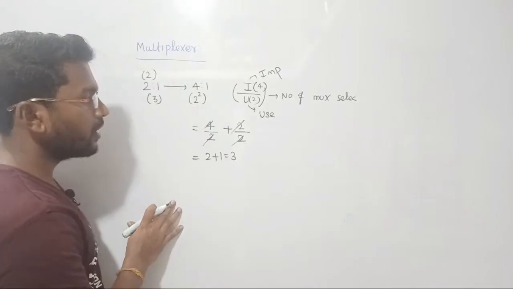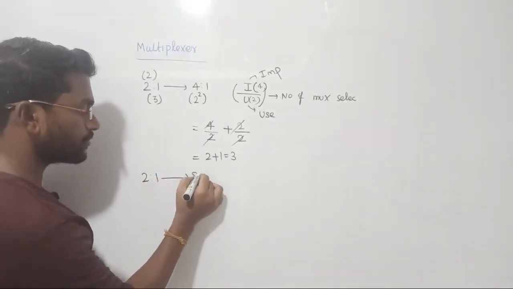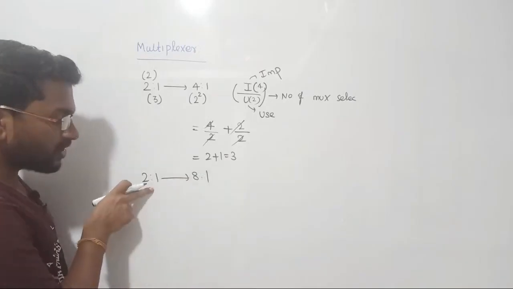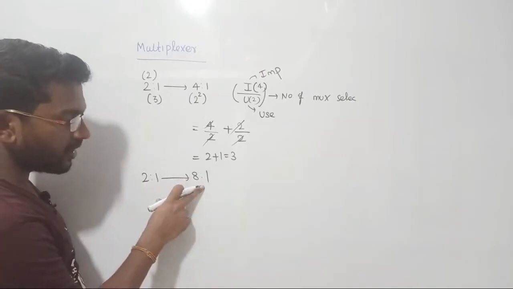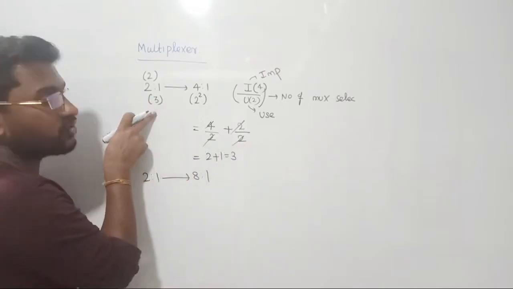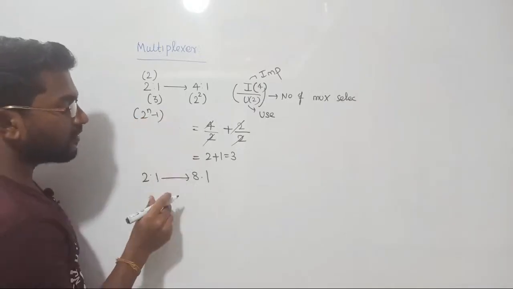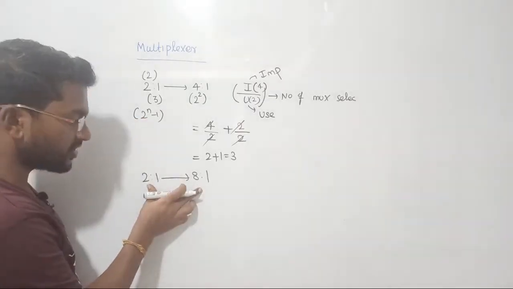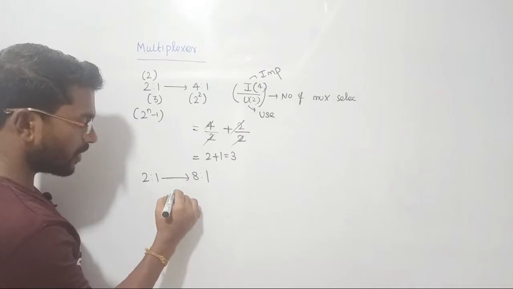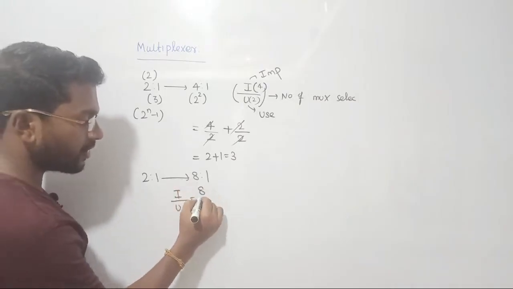cross 1 mux, right? For example, let us consider 2 cross 1 mux. The question is, how many 2 cross 1 mux are required in order to design the 8 cross 1 mux? Anyway, we know the general formula. I said only for 2 cross 1 mux you can use that formula 2 power n minus 1. But for the rest, this is the general procedure. The procedure is, first we take the implemented mux divided by the mux used. Which mux are we using? The implementation is 8, but we are using what?